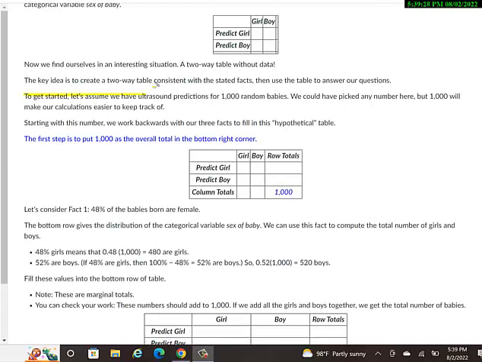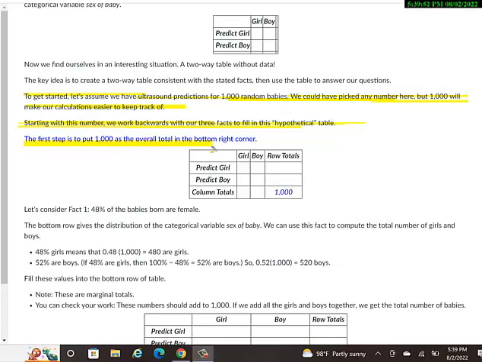To get started, let's assume that we have ultrasound predictions for 1,000 random babies. We could have picked any number here, but 1,000 will make our calculations easier to keep track of. It's a multiple of 10 and 100, so percentages will be easy. Starting with this number, we work backwards with our 3 facts to fill in this hypothetical table.